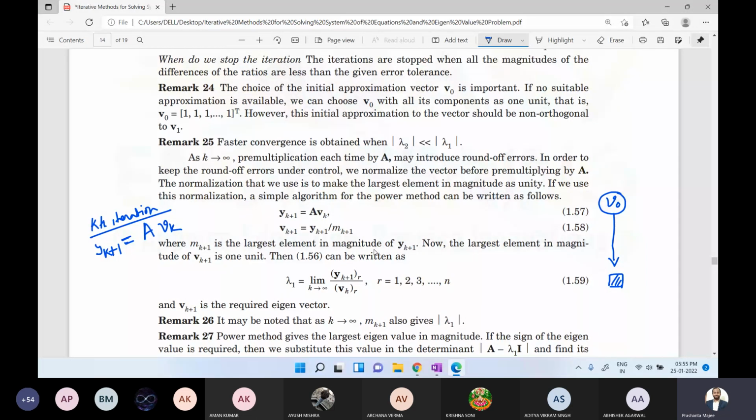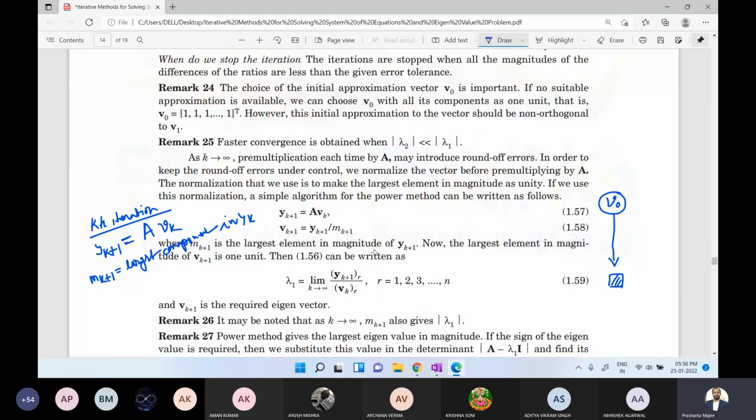While doing so, what will happen? The largest component in the modified vector will be 1. So that is what you have to do. You have to make the largest component in the vector 1 so that the values do not increase rapidly. So you look for Mk plus 1. Mk plus 1 will be the largest component in Yk plus 1.